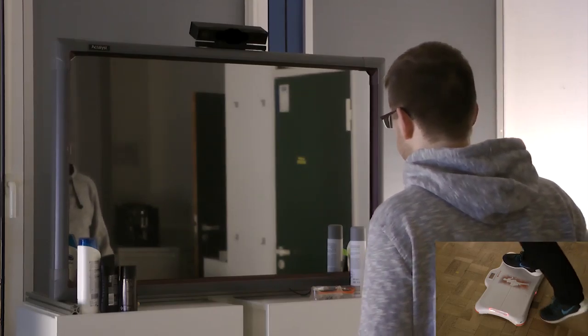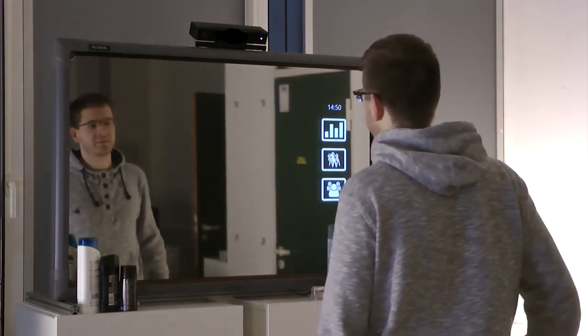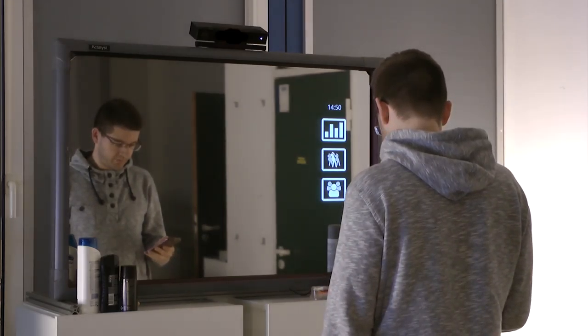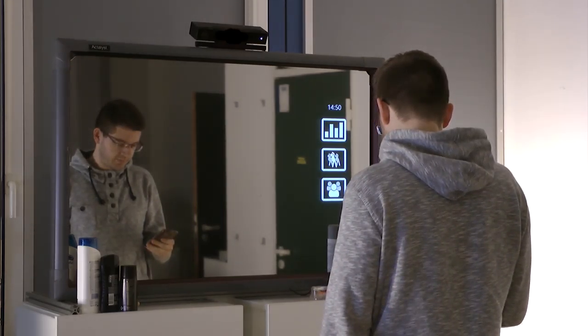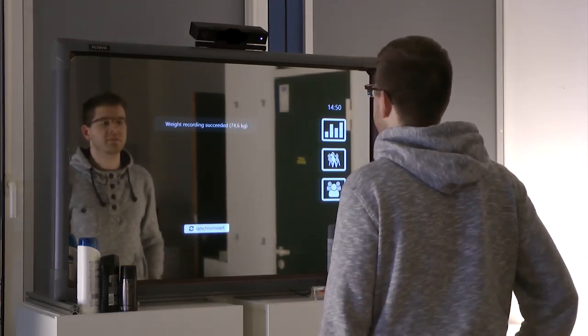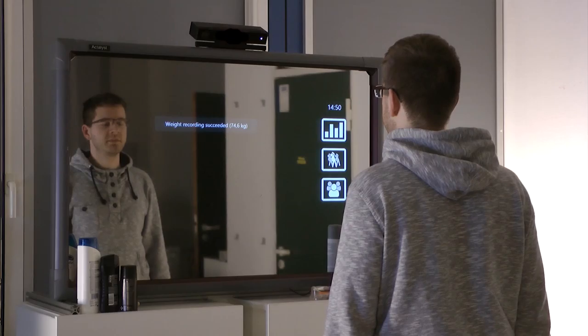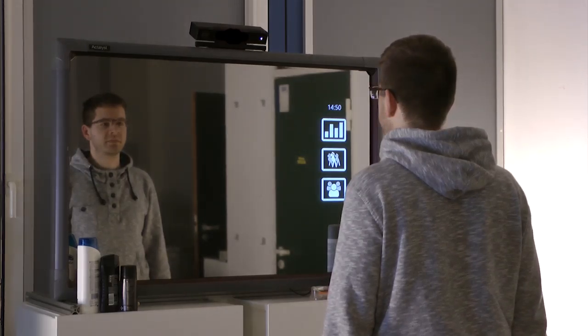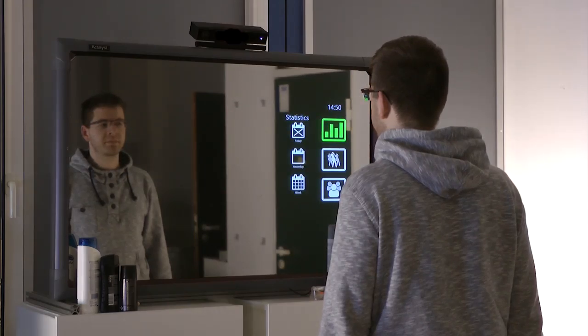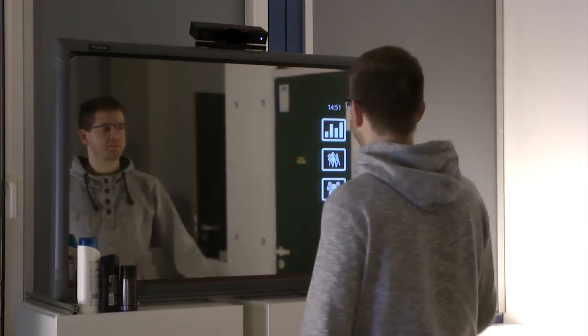Alex activates the system by stepping on the balance board. He uses his smartphone to log in to the system. During login, data from Google Fit is transferred. Commands can be given either via speech input, statistics, or touch.